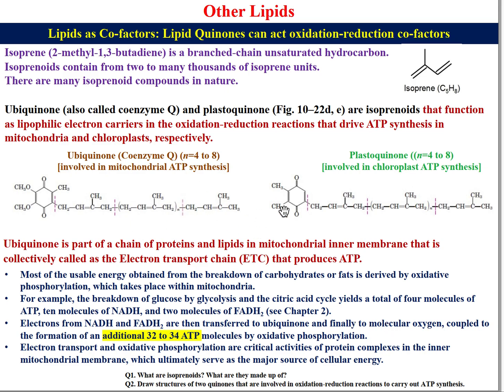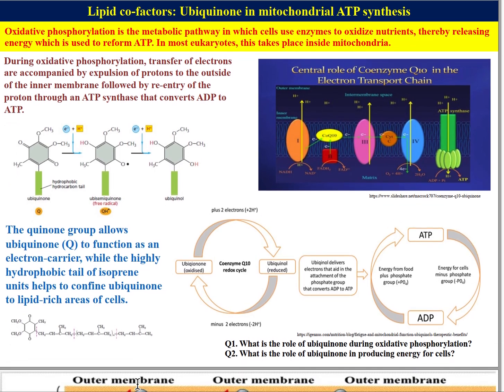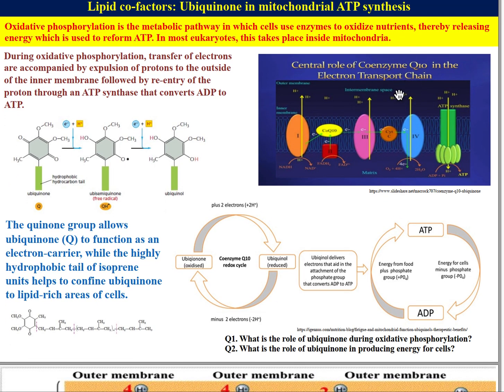Electron transport and oxidative phosphorylation are critical activities of protein complexes in the inner mitochondrial membrane, which ultimately serve as a major source of cellular energy. So this is the electron transport chain. We have a more simplified image in a later slide. This is oxidative phosphorylation, the metabolic pathway in which the cell uses enzymes to oxidize nutrients, thereby releasing energy which is used to reform ATP. In most eukaryotes, this takes place inside the mitochondria.